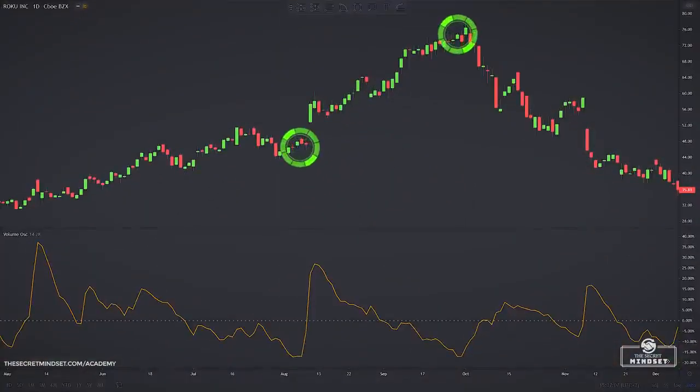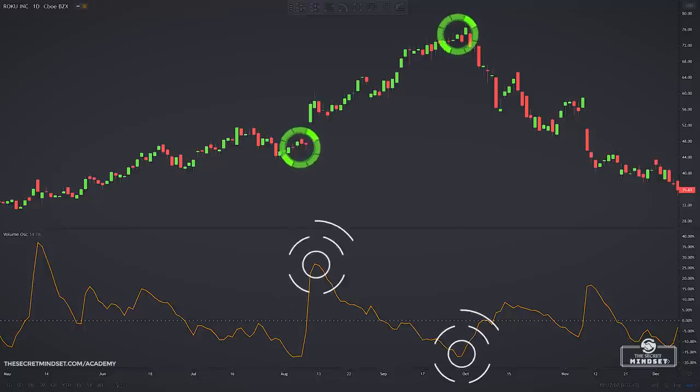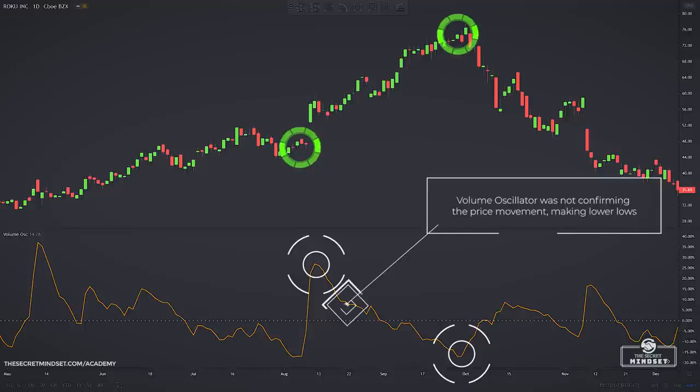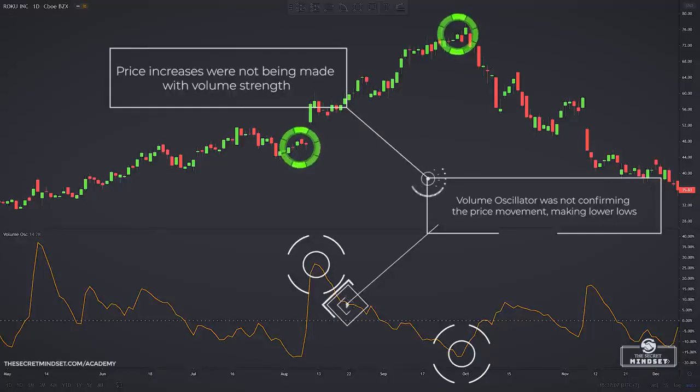On this daily chart example, as price moves up during this period, the volume oscillator pattern forms lower highs, indicating a weakening of upside energy. So when the price was increasing, the volume oscillator was not confirming the price movement, because it was decreasing, making repeated lower highs and lower lows. This bearish divergence indicated that the recent price increases were not being made with volume strength. By studying these patterns carefully, you can anticipate and prepare for reversals and retracements prior to the price actually changing.